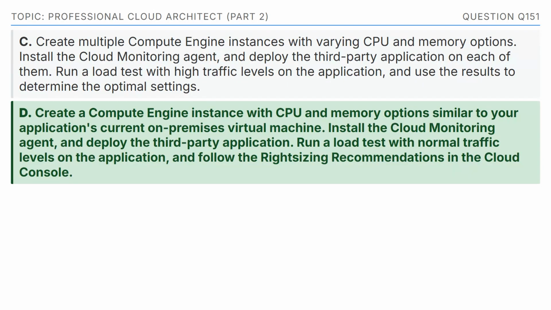The correct answer is Option D, create a Compute Engine instance with CPU and memory options similar to your application's current on-premises virtual machine. Install the Cloud Monitoring Agent, and deploy the third-party application. Run a load test with normal traffic levels on the application, and follow the right-sizing recommendations in the Cloud Console.